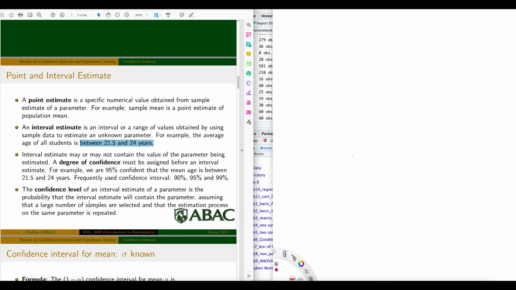we are 95% confident that the mean age is between 21.5 and 25 years. Frequently used confidence intervals are 90%, 95%, and 99%.